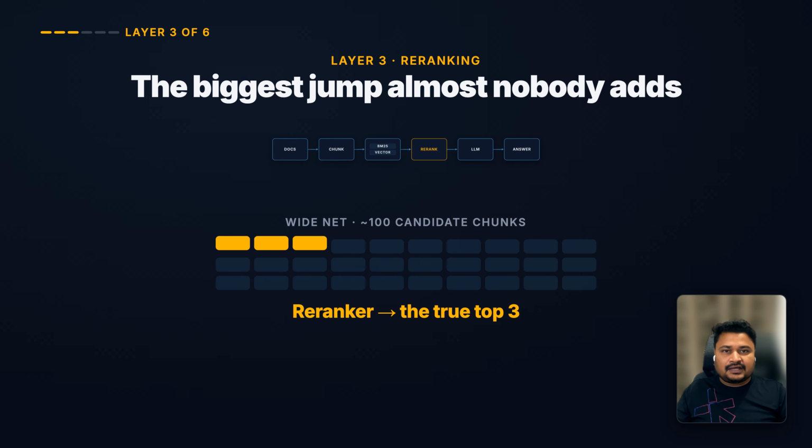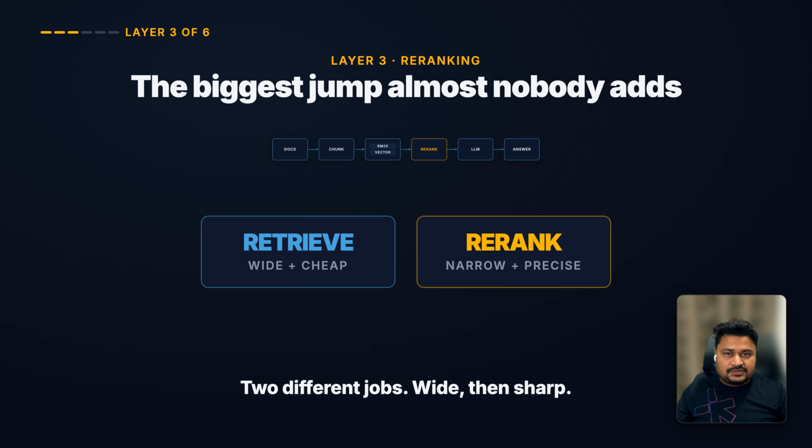Retrieval and re-ranking are two different jobs. The first casts the net wide and cheap. The second one picks the winners, slow and precise. When people try to make one search do both, they get a system that's either too slow or too dumb. Two stages: wide, then sharp.